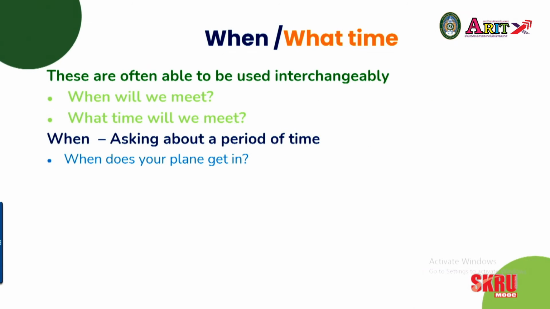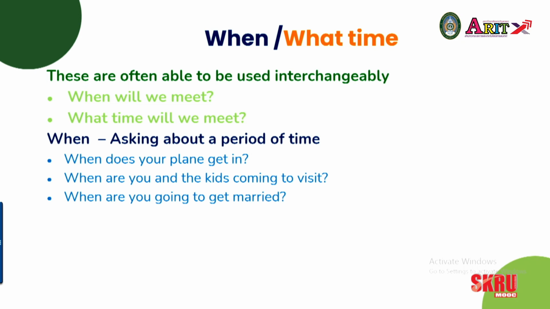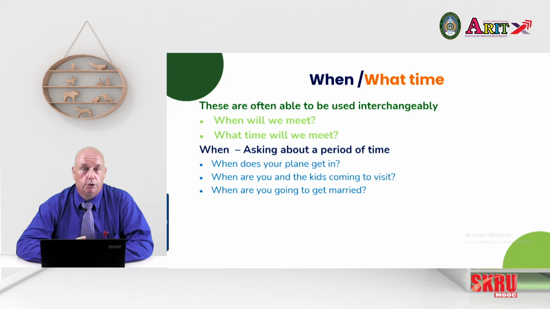When we use when, we're asking about a period of time. When does your plane get in? Now we could be specific there and say at 6 o'clock, or we could say tomorrow evening. When are you and the kids coming to visit? Around Christmas, next month. When are you going to get married? Never. So we're looking for a general period of time, but you could use something specific. When are you going to get married? Next Tuesday at 1 o'clock.